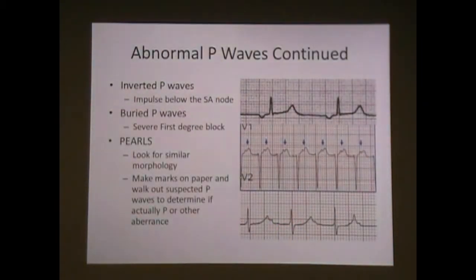Pearls. Whenever you're not sure, make sure you're looking that they're the same shape. If they're different shapes and different morphology between each P wave and a QRS, then I'd suspect that those are actually not P waves unless they're right on the QRS. So similar morphology is generally going to hold unless you have, you know, WPW or those kinds of things. Okay.